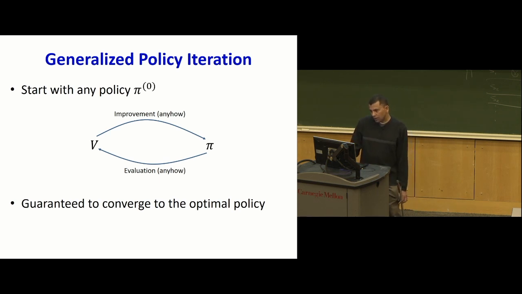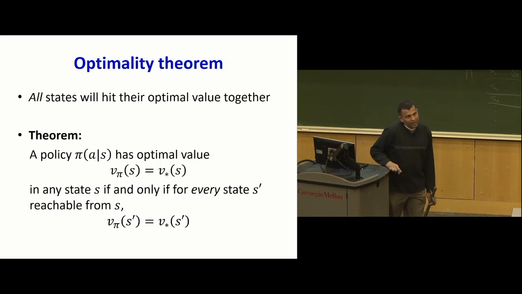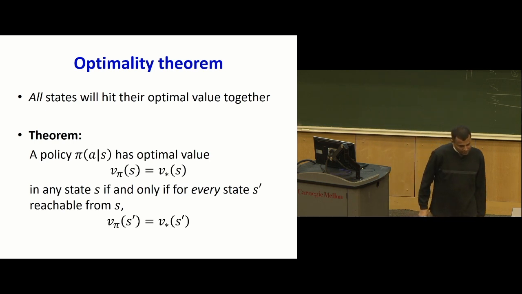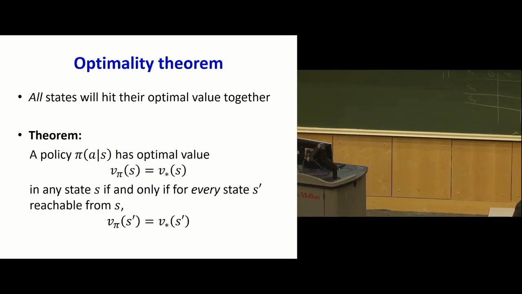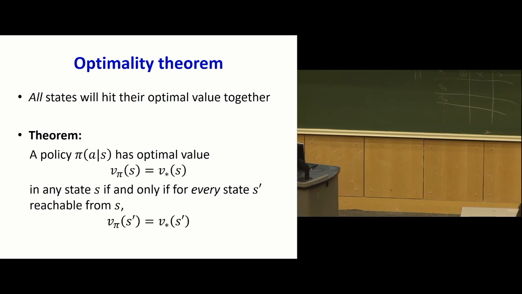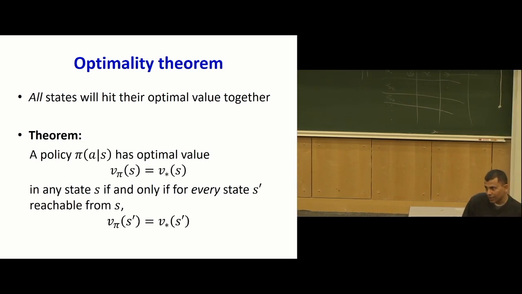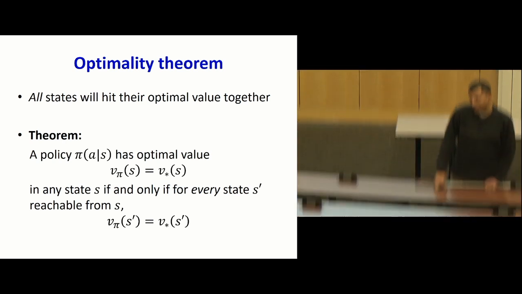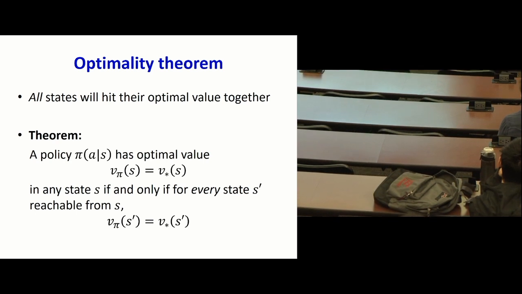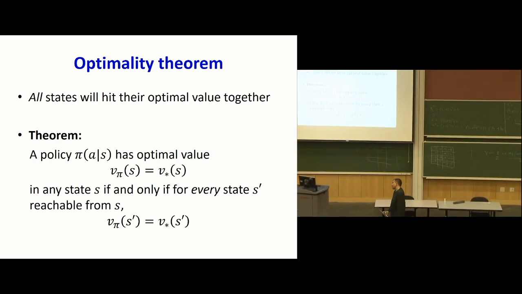So, and here is a really pretty thing about this whole mechanism, which is that all states will hit their optimal value together. Which means that when you actually find the optimal value for one state, you can be sure that you also found the optimal values for all of the other states. That's an optimal value theorem. I'm not going to prove it, but it's fairly easy to show, okay?